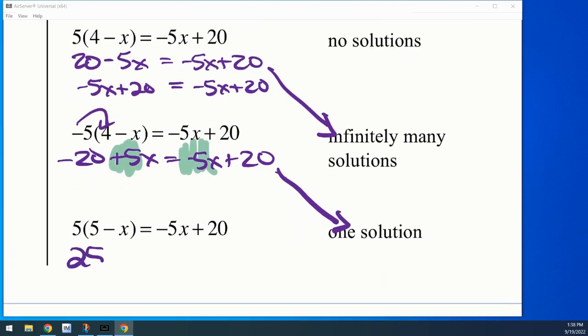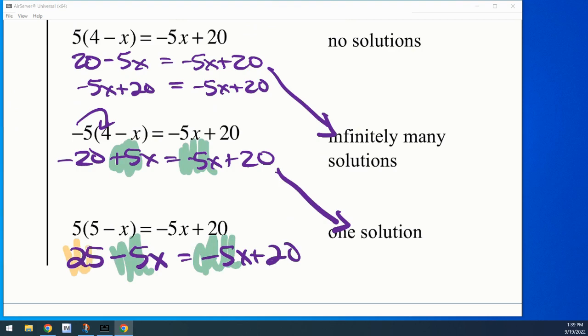This one would get me 25 minus 5x equals negative 5x plus 20. So the coefficients, those are exactly the same, but the constants are different. So that means that this is no solution.